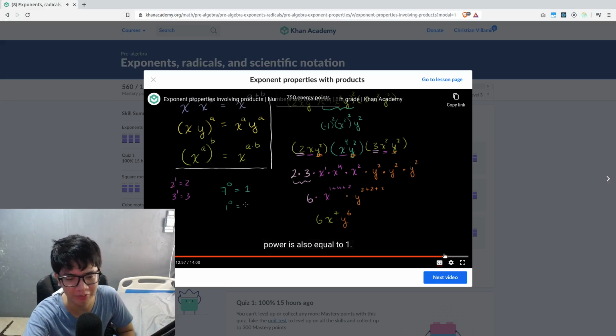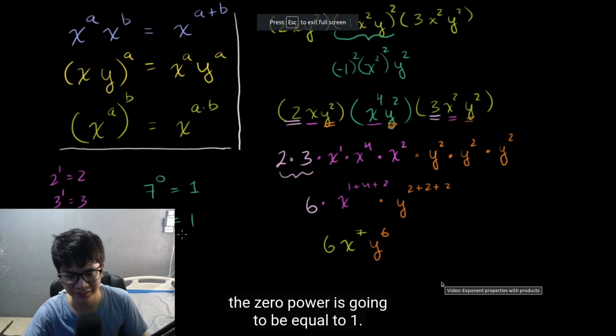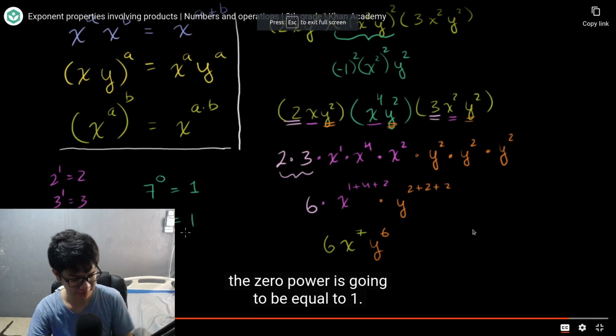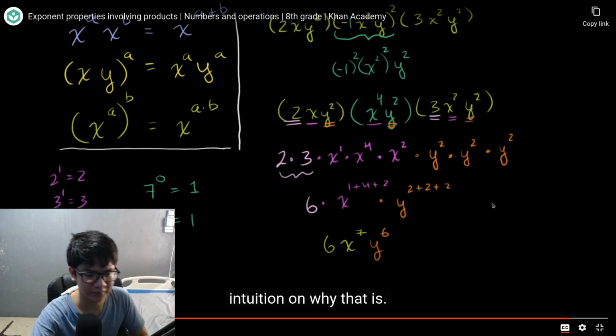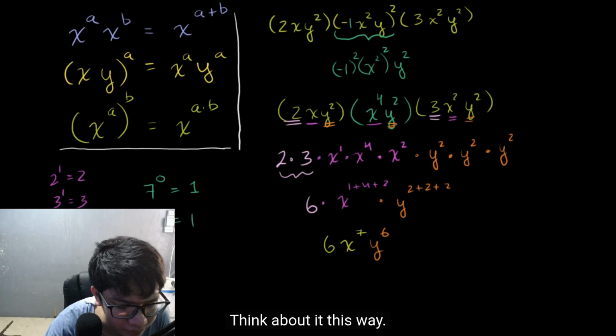1 to the 0th power is also equal to 1. Anything to the 0th power, any non-zero number to the 0th power, is going to be equal to 1. And just to give you a little bit of an intuition on why that is, think about it this way.